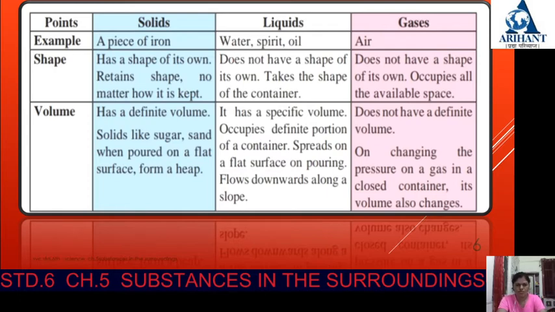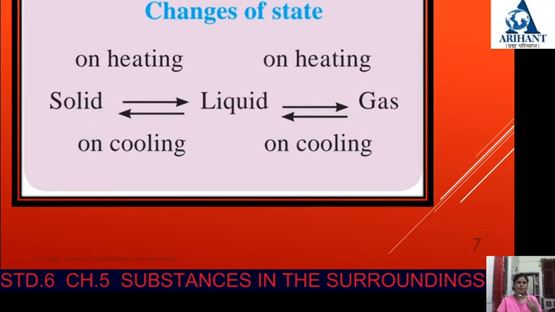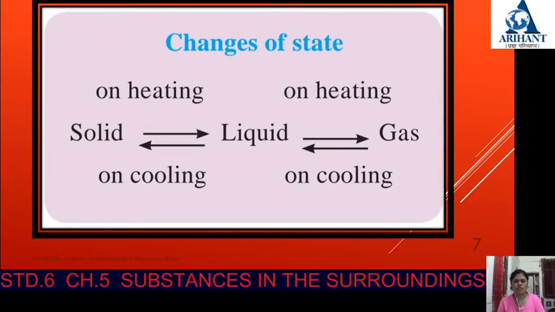So these are the properties of solid, liquid and gas. I hope everyone understands. So the next part is changes of state. How does the state of a particular substance change? So see, on heating, we all know, when we provide heat to the substance, it gets converted into the liquid form. And again, if you provide heat to the liquid, it will get converted into vapors, that is gaseous form.